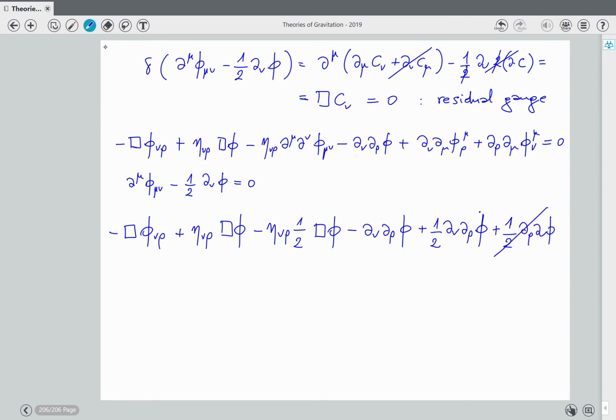So the last three terms cancel, and the second and the third can be collected, and they give plus 1/2 eta nu rho box phi. That is equal to 0. Now we trace this equation.